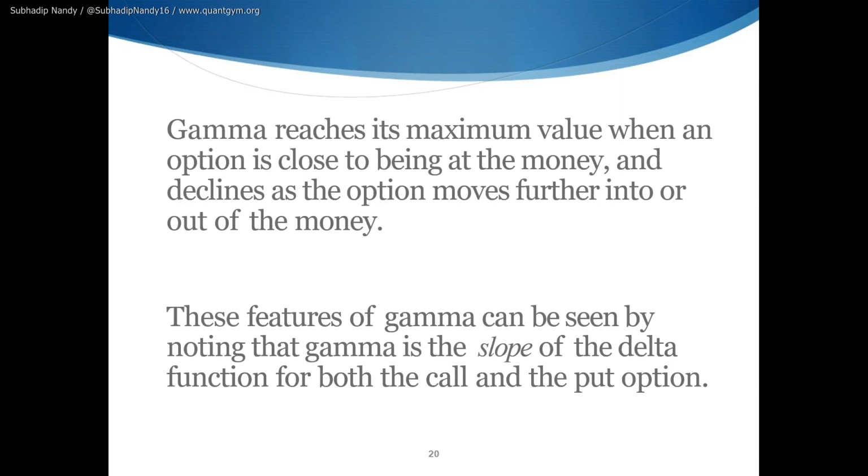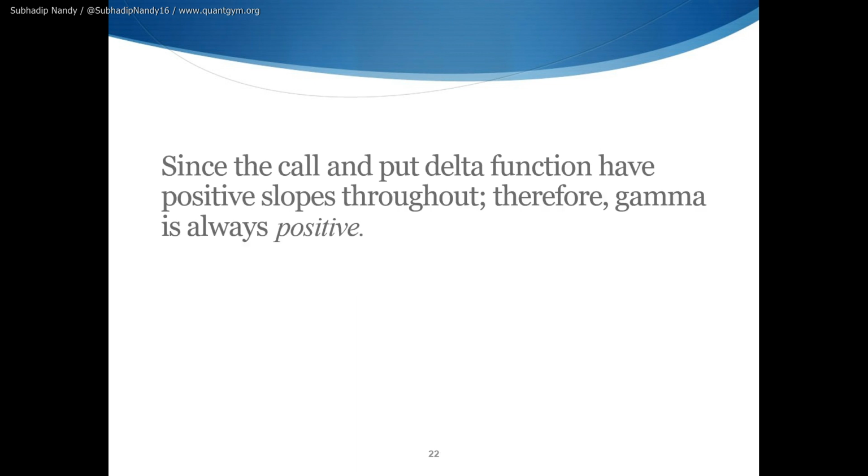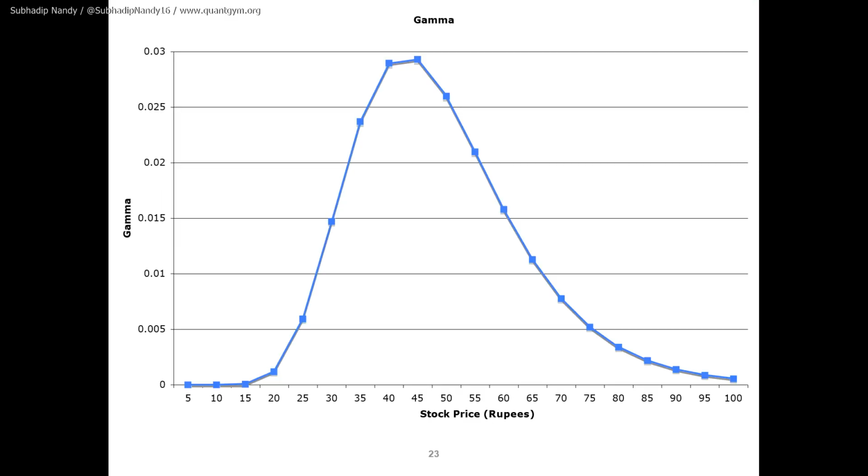Gamma reaches its maximum value when an option is close to being at the money and declines as the option moves further into or out of the money. The features of gamma can be seen by noting that gamma is the slope of the delta function for both the call and the put option. Since the delta of the call and the put differ by a constant, the slopes of their delta functions are also equal. In both cases, the slope of the curve reaches the maximum value near the strike price of the option, which is ATM. Since the call and put delta functions have positive slopes throughout, gamma is always positive.